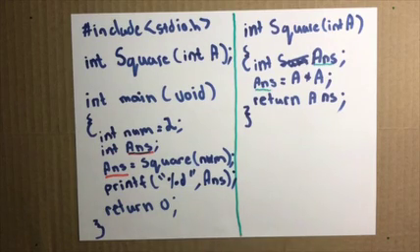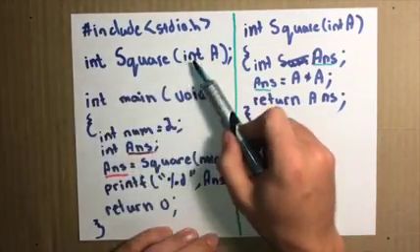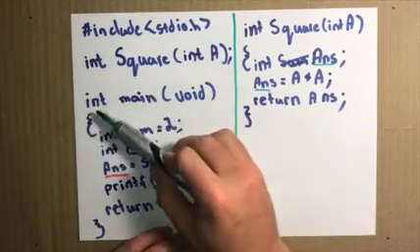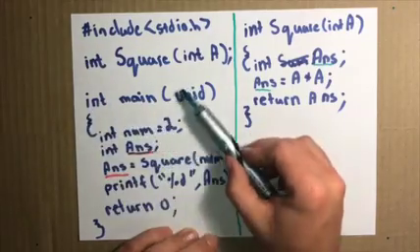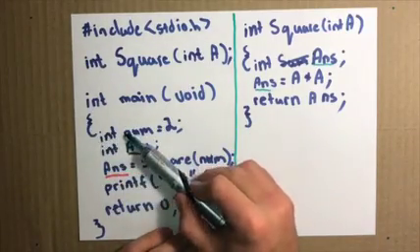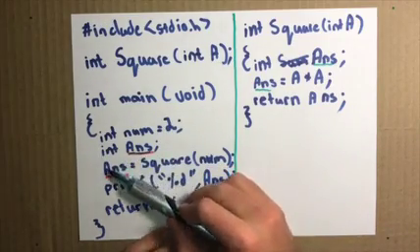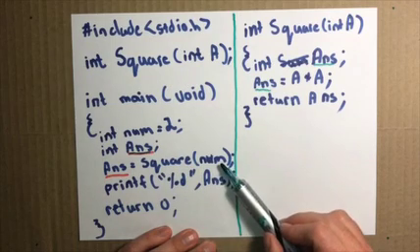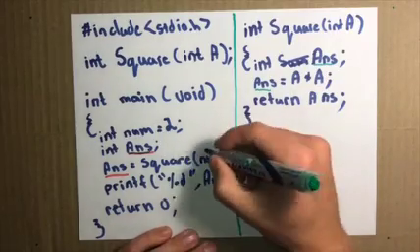So just to quickly recap, we have our hash include, we have our int square int a, this is our function prototype. Then we have our main function, or our main program, if you want to call it that. It starts with int main void. We have created int num, that's equal to 2. We have created a variable called int ans. And then we say ans, short for answer, is equal to the function with the value num. So num is now equal to 2.